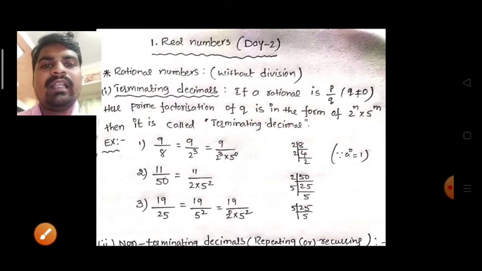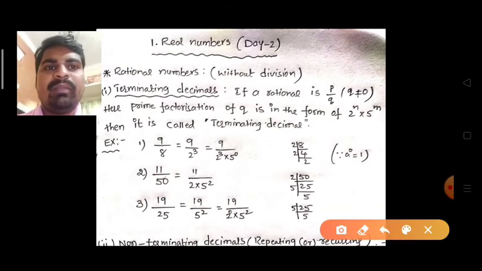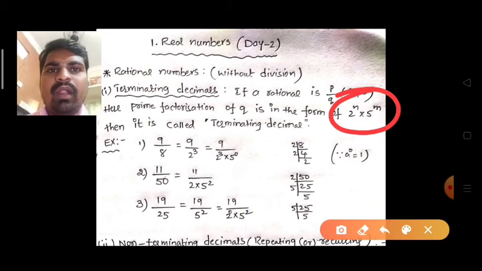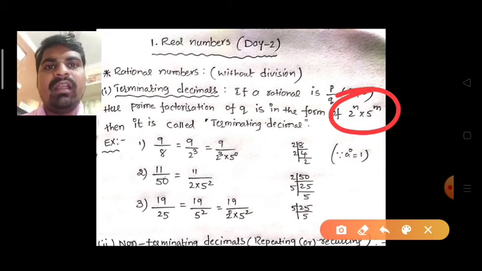So in this concept you concentrate on the denominator. If it is in the form of 2 power n into 5 power m, that is, it contains only 2, or only 5, or a combination of 2 and 5, then it is a terminating decimal. If it contains other factors, then it is not a terminating decimal. Now let us observe examples here.